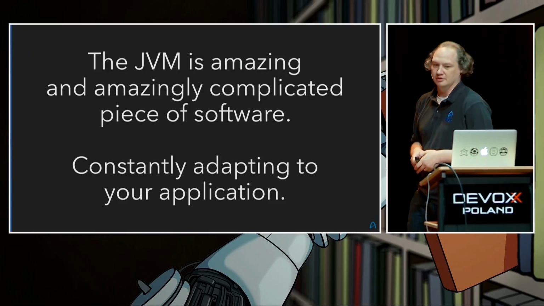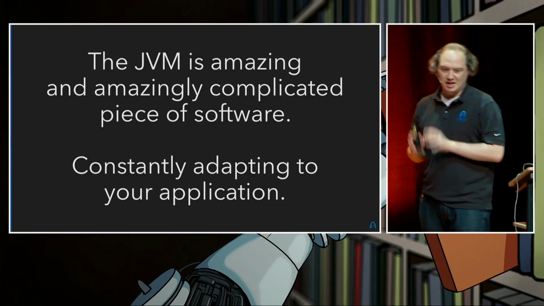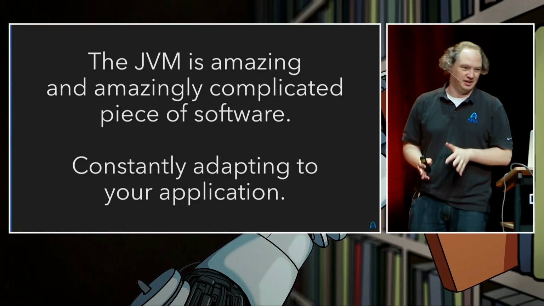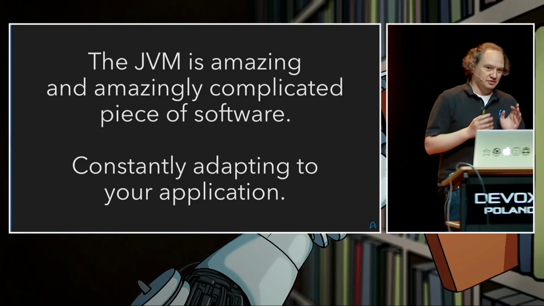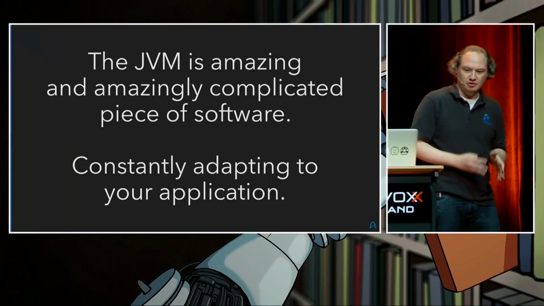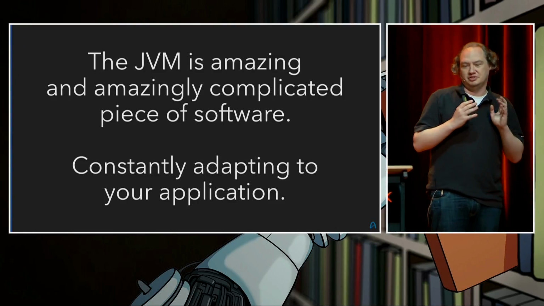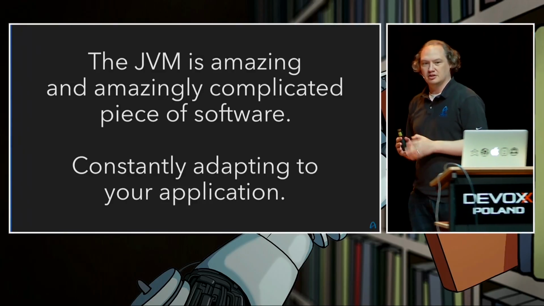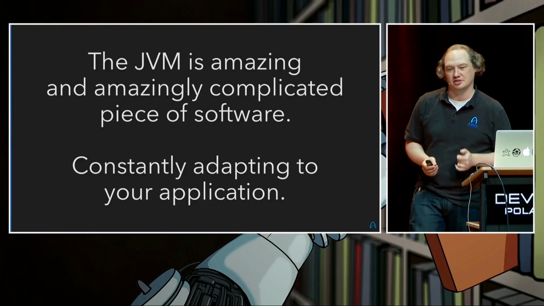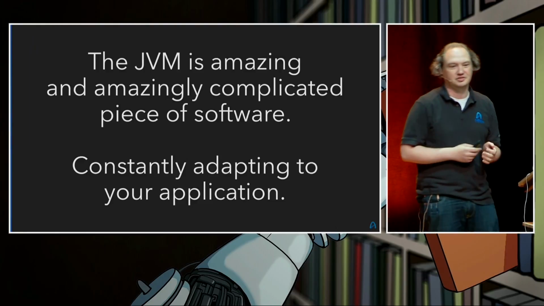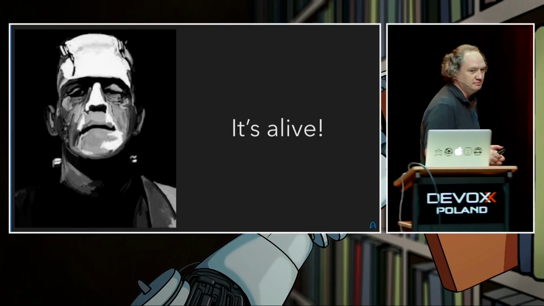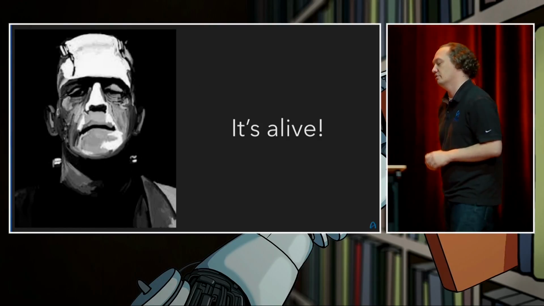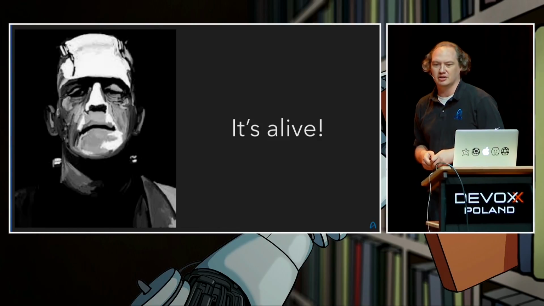And that can be difficult because the JVM is honestly an amazing piece of technology. It's also an amazingly complicated piece of technology. It has dynamic instrumentation and profiling, and it's doing just-in-time compilation and a garbage collector and all these moving parts that are constantly trying to adapt to your application. As one of my colleagues who used to work at Sun in the early days put it, it's alive. It's constantly trying to react to your program. And that can be really hard to understand.